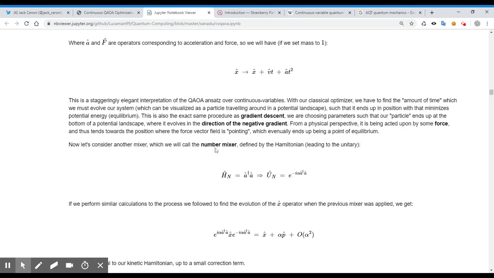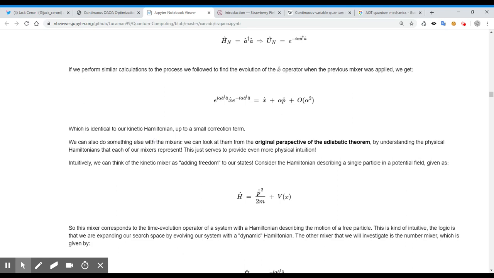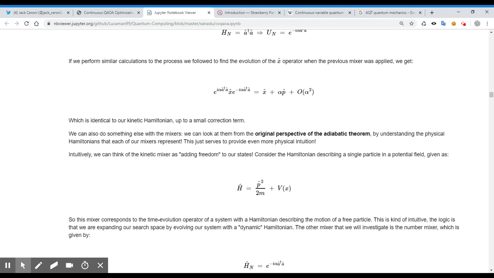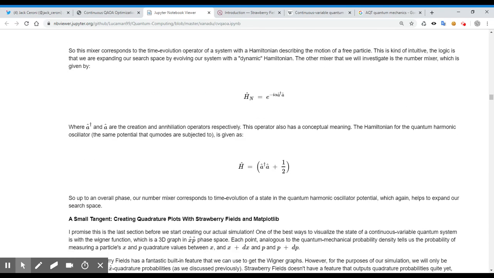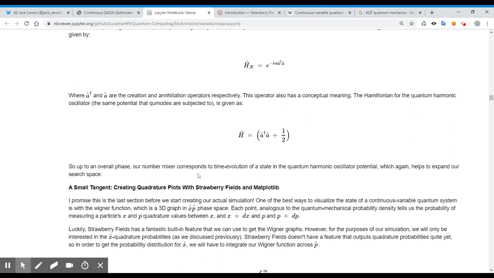Then there's another mixer, the number mixer. Where are those mixers coming from? Adiabatic theorem. So up to an overall phase, our number mixer corresponds to the time evolution of a state in the quantum harmonic oscillator potential, which again helps to expand our search space.